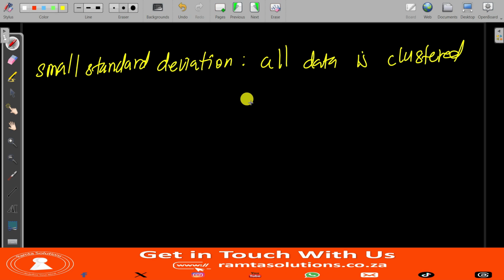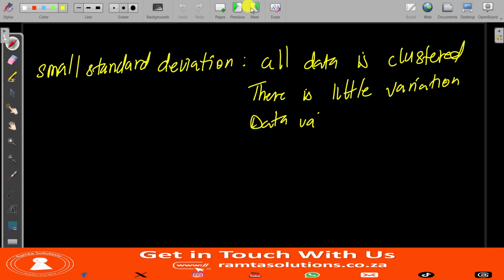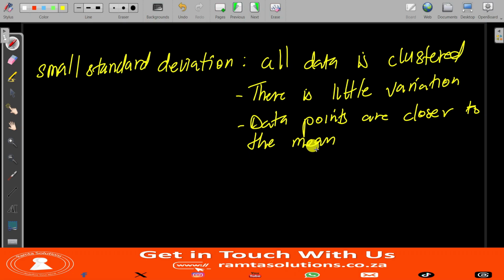What do we mean by this? We mean that there is little variation. And what else are we saying? We're saying data values, or data points, are closer to the mean. Now let's look at a large standard deviation.